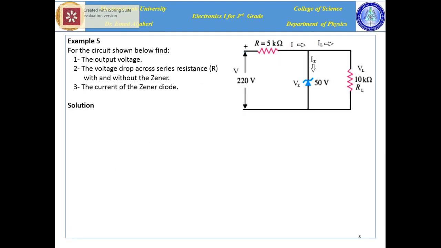In this example, the input voltage is 220 volt and the Zener voltage is 50 volt. The requirements are the output voltage, the voltage drop across the series resistance with and without the Zener, and the current that passes through the Zener diode. The first one: when the Zener is connected, that means the output should be V sub Z. So VL is equal to V sub Z, and this is equal to 50 volt.